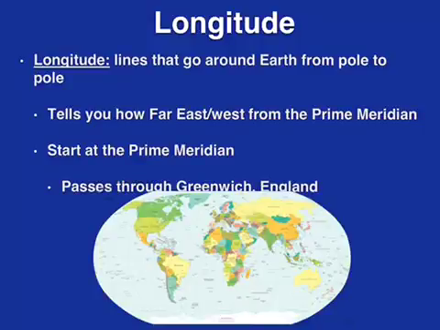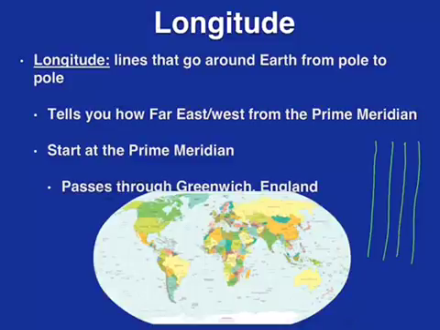Longitude are lines that go around Earth from pole to pole, so they are vertical, and they measure horizontal distance. It tells you how far east and west from the prime meridian you are. So the prime meridian is similar to the equator in that it cuts the Earth in half. However, it cuts it in half vertically. And the prime meridian passes through Greenwich, England. So that would be up here somewhere.